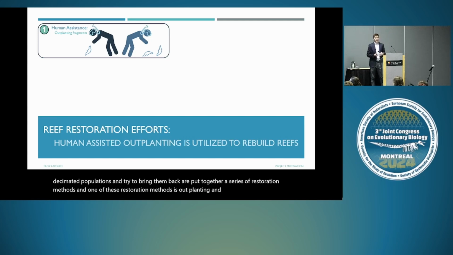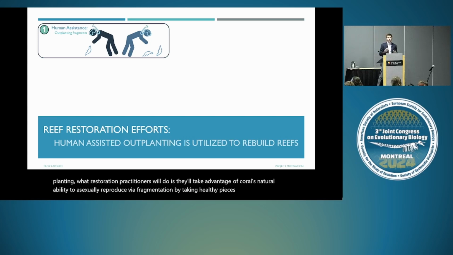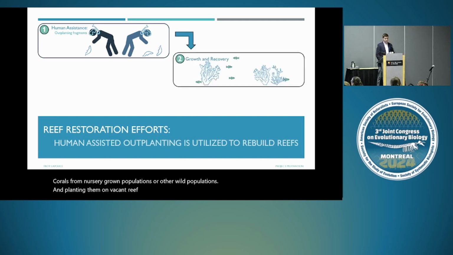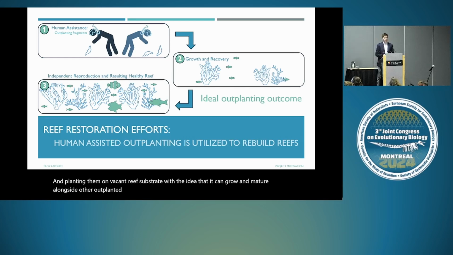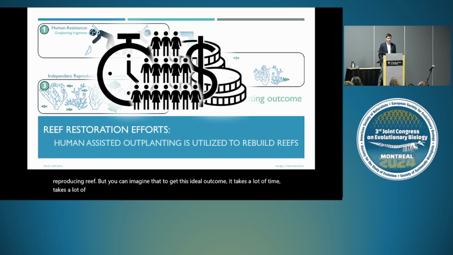And so in outplanting, what restoration practitioners will do is they'll take advantage of coral's natural ability to asexually reproduce via fragmentation by taking healthy pieces of corals from nursery-grown populations or other wild populations and planting them on vacant reef substrate, with the idea that it can grow and mature alongside other outplanted corals, with the ideal outcome being a healthy and independently reproducing reef. But you can imagine that to get this ideal outcome, it takes a lot of time, a lot of money, and a lot of effort.